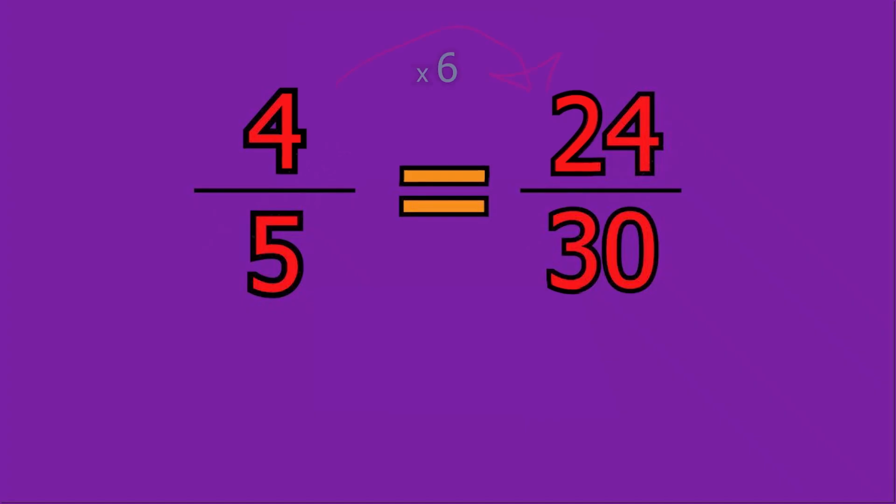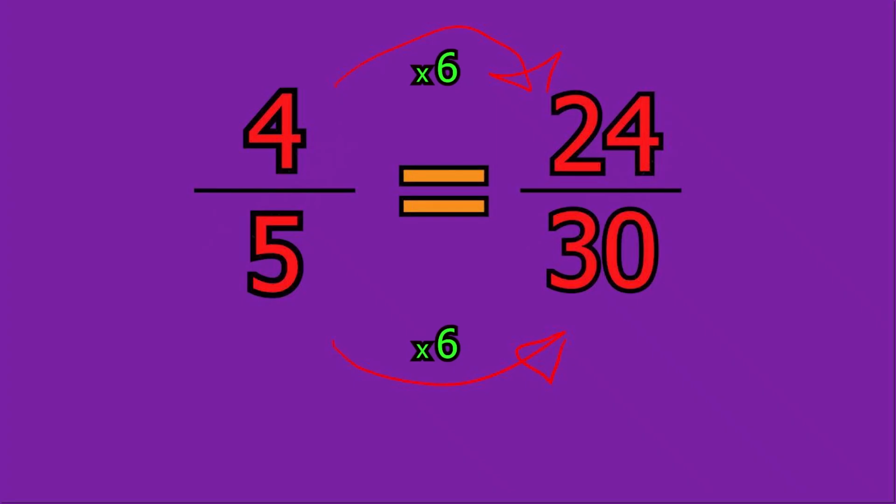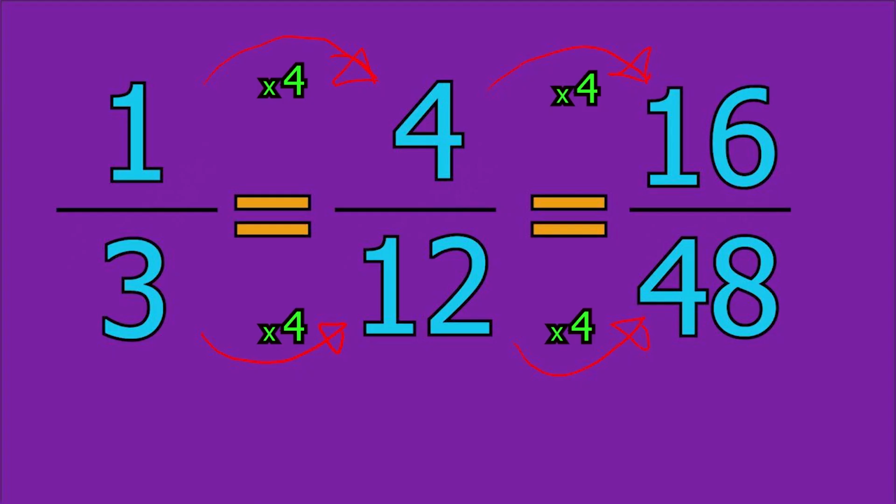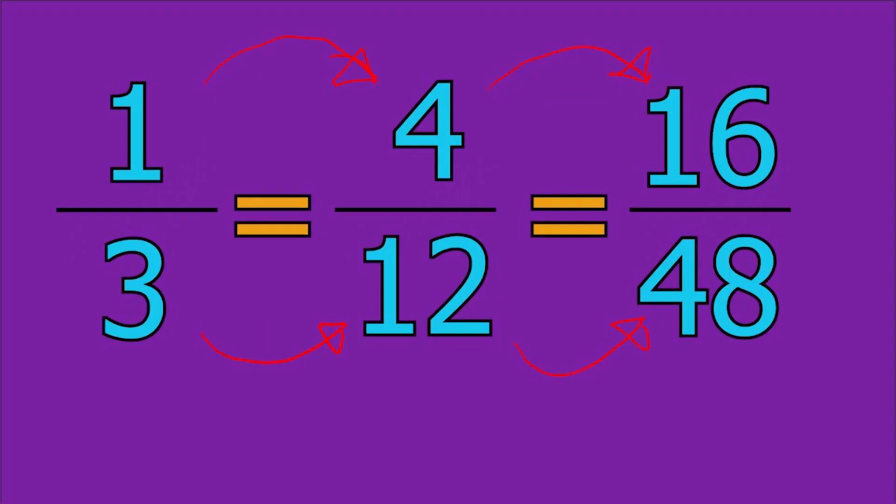I hope you've noticed that when we calculate equivalent fractions, we are multiplying a number to both the numerator and the denominator. What that multiplier is does not matter. It can be any number. What matters is that the same number is being multiplied to both the numerator and the denominator.